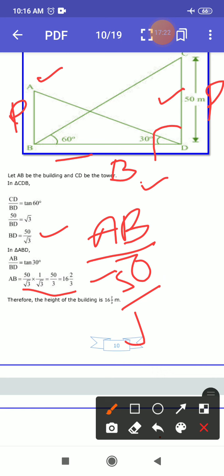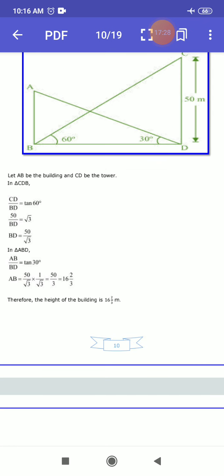So this is the way you solve this question, and it is quite an easy question, not so difficult. But the hard job in this question is that you have to create the figure. When you create the figure properly, you can easily do all these questions.